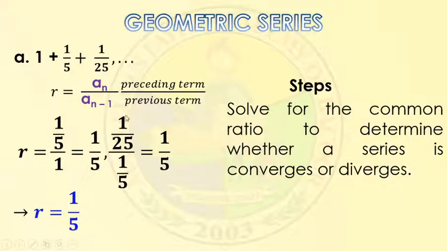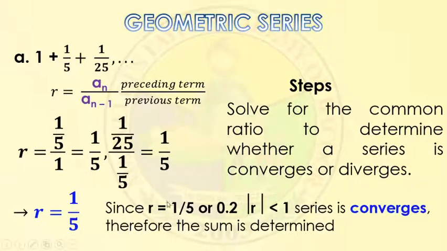Okay? And then next, 1 over 25 divided by 1 over 5, the preceding term and the previous term. Pag i-divide natin yan, ang makukuha nating value ng common ratio ay 1 over 5. Since they are the same, therefore, ang value ng common ratio natin dito ay 1 over 5. Okay? Since the value of the common ratio is 1 over 5 or 0.2, therefore, the absolute value of R is less than 1. So the series converges.